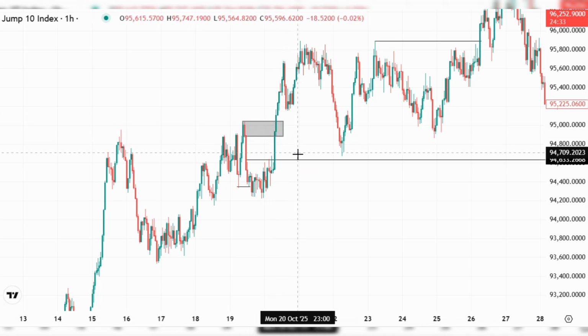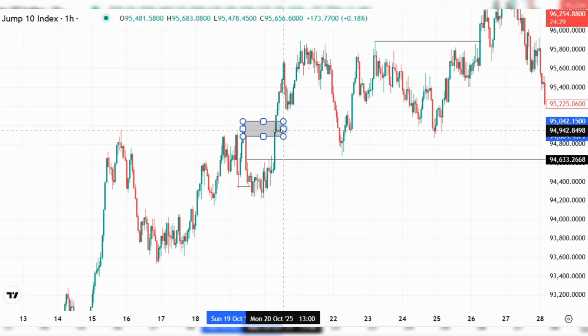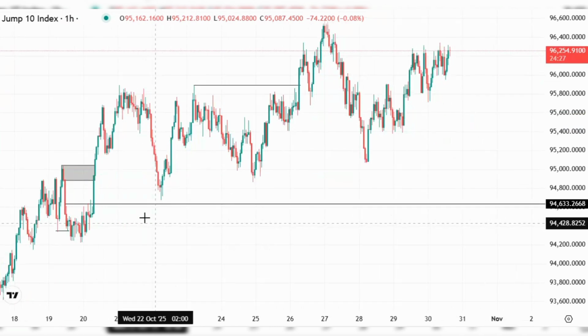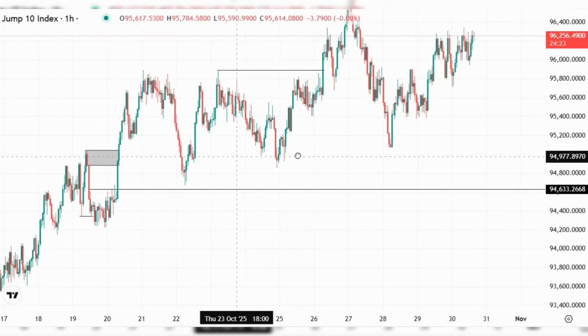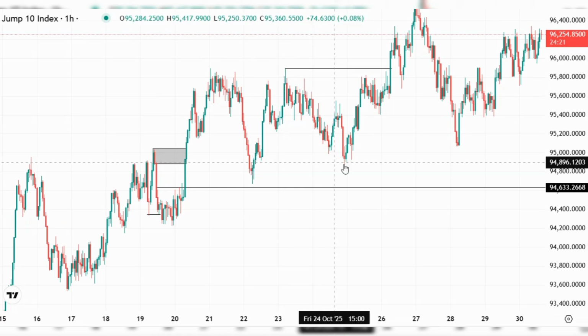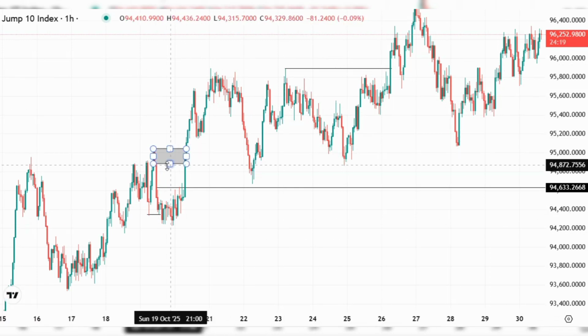Now, the number two mistake to avoid is do not ignore the higher time frame. If you go to the daily time frame, I believe this market is currently very bullish on the daily time frame. Now, this is the 1 hour time frame. So once you come here, you should be looking for order blocks that are buying, not selling.